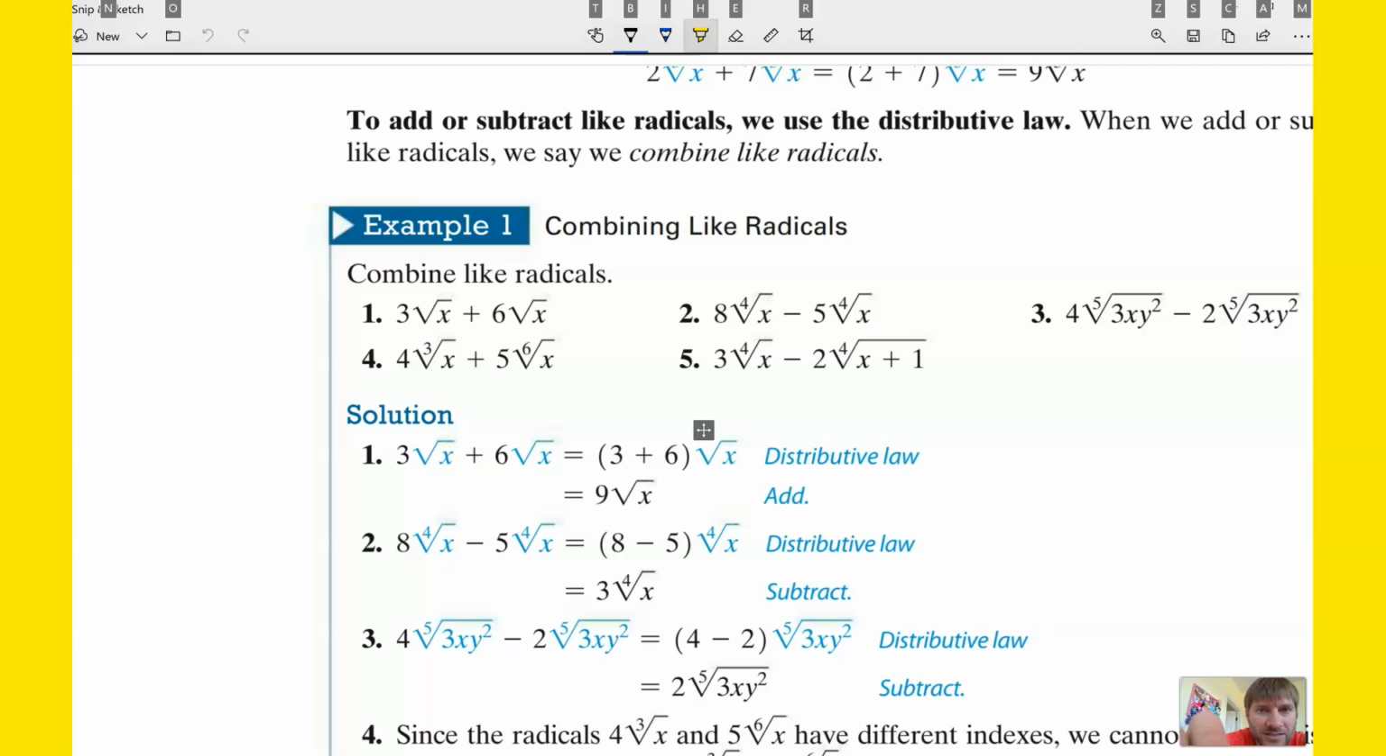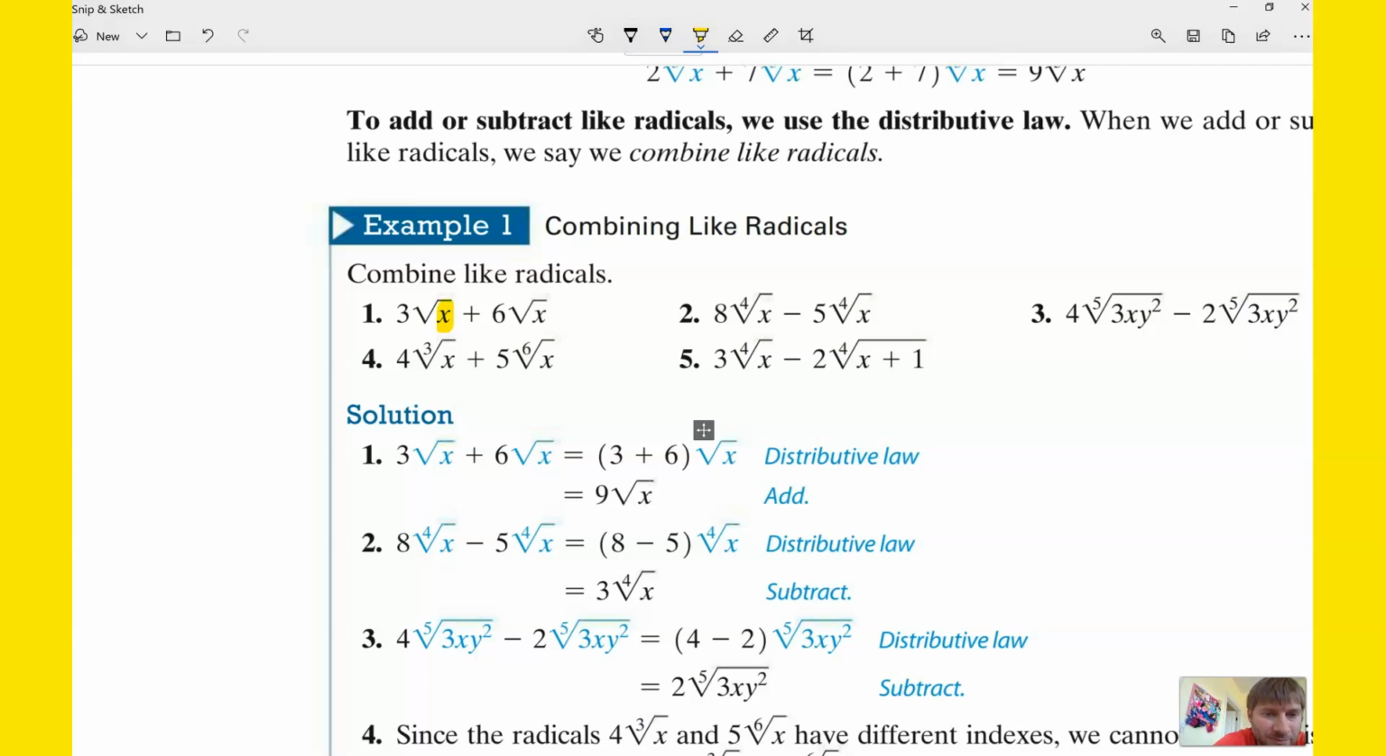Okay, here we have the exact same thing under the radical, and we have the same radical index. So we can combine them. They're like terms. It's like 3 thingamajiggers plus 6 thingamajiggers is 9 of those thingamajiggers. Like 3 pencils plus 6 pencils is 9 pencils. So 3 square root x plus 6 square root x equals 9 square root x.